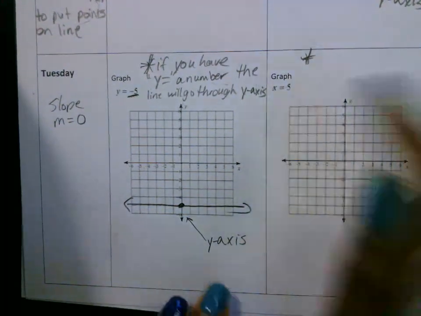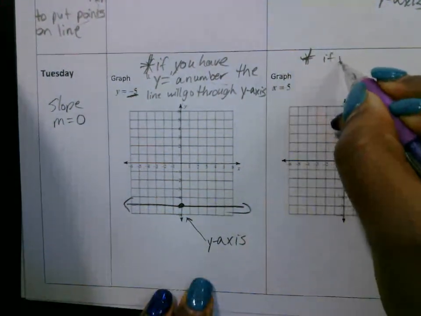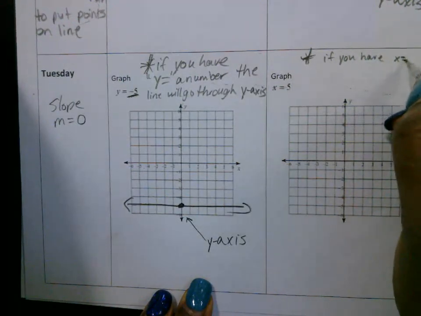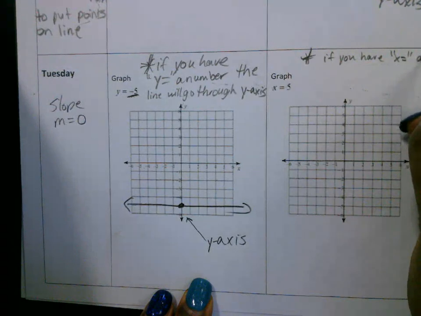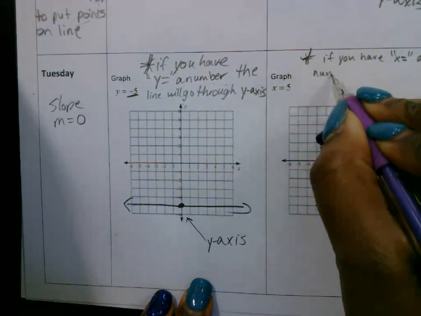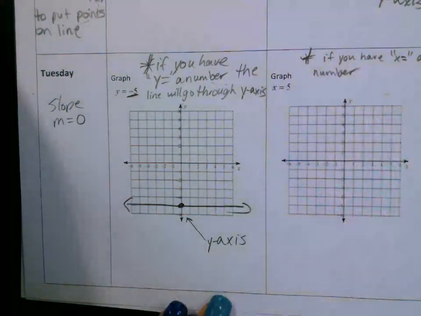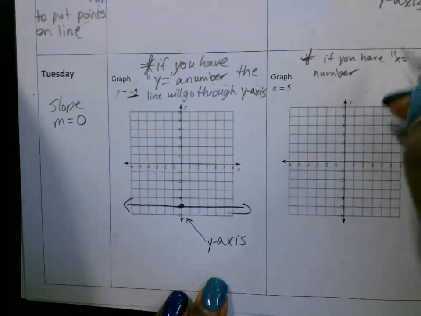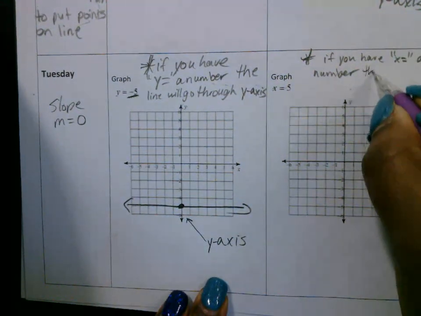If you have x is equal to a number, just x is equal to a number, nothing else, just a single number, the line is going to go through the x-axis.